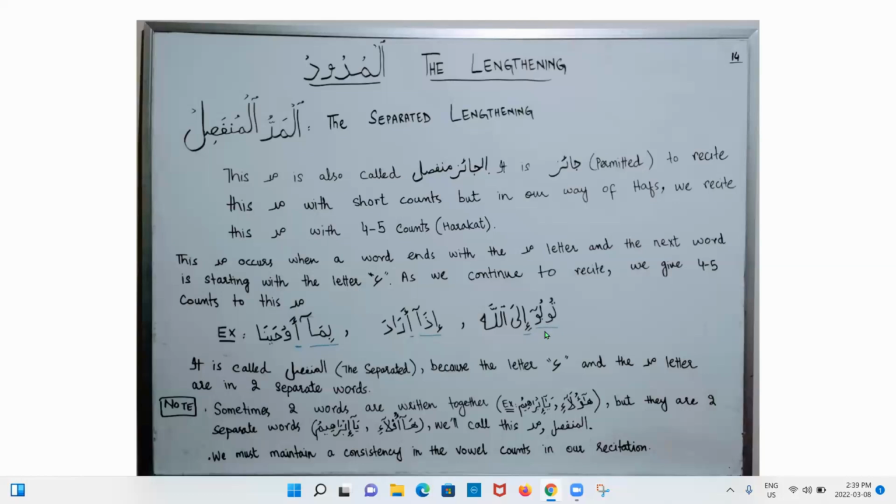Rather, I will recite it with maddul asli or tabi'i, only with 2 counts. But in continuation, I will recite this with maddul munfasil by giving it 4 to 5 counts.